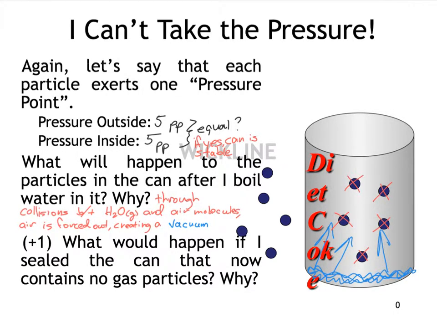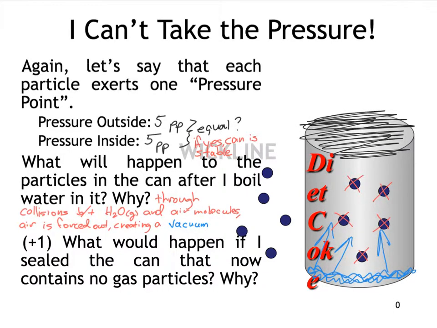And once this vacuum is created, if I were to seal the top of the can, then the water molecules that are existing as vapor would condense back to liquid, and there would be nothing left inside the can, and all you would have left are the collisions from the air molecules that are outside the can in the atmosphere. And if all the pressure is pointing from outside in, then the can would no longer be stable and it would collapse.